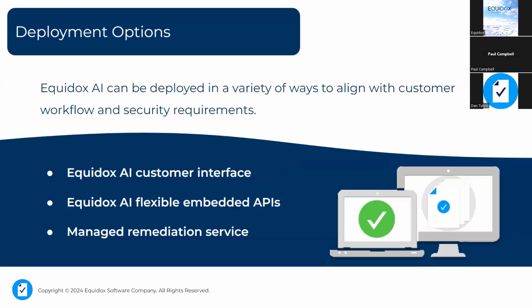Lastly, Equidox can operate the entire process on your behalf as a managed service. So we can take care of the remediation as well as the validation to ensure that everything exceeds all accessibility requirements. And then we would deliver fully compliant PDFs back to your organization to then be posted and distributed. So we'll talk a little bit about that in one of the demonstrations as well.